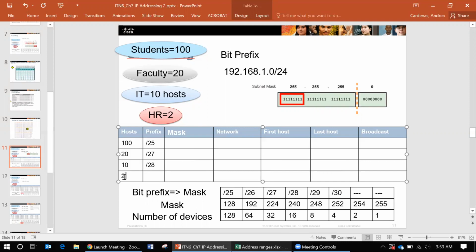Okay, the next one is 2 for HR. Now remember, don't get distracted with the 2 here, because we always need to add 2, one for the network, one for the broadcast. So we're actually going to use a /30 here.